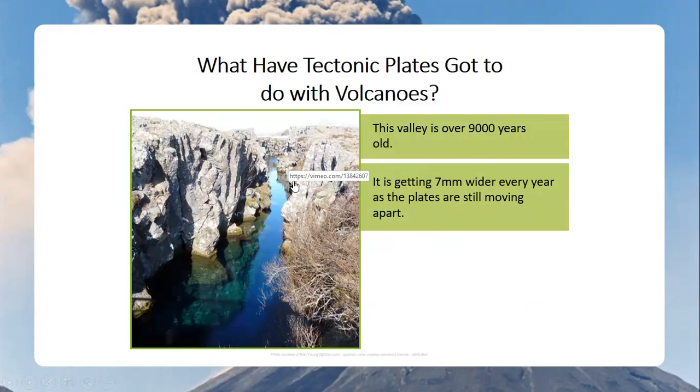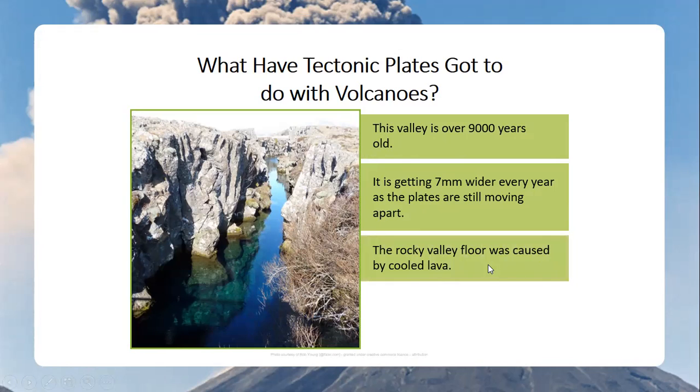Look at the distance between the two tectonic plates in this picture. And it's called a valley now because our two tectonic plates have moved away, causing this valley in the middle. The rocky valley floor was caused by cooled lava. So we have lava that has cooled, has formed the bottom of this valley floor. So what must have come up between these two tectonic plates to cause a valley floor?